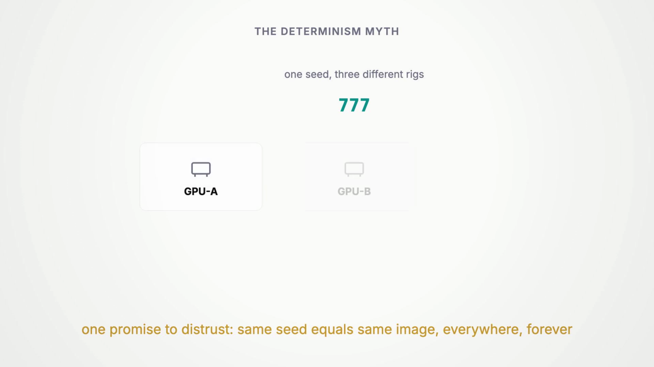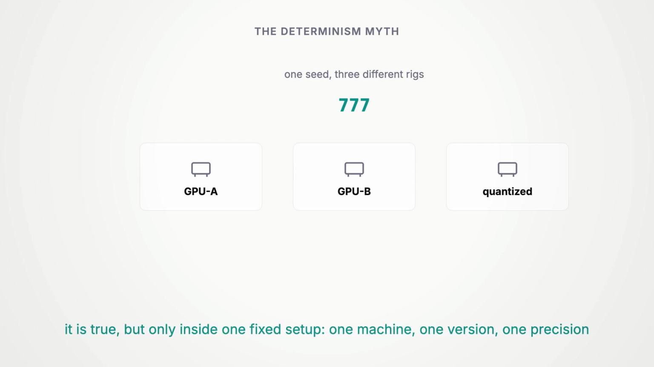Before we leave the knobs, one promise the internet makes that you should not fully trust. Same seed equals same image everywhere forever. It is true, but only inside one fixed setup. On one machine, one software version, one numeric precision, the same seed and settings will reproduce the same picture down to the pixel. That is genuinely useful and worth relying on.